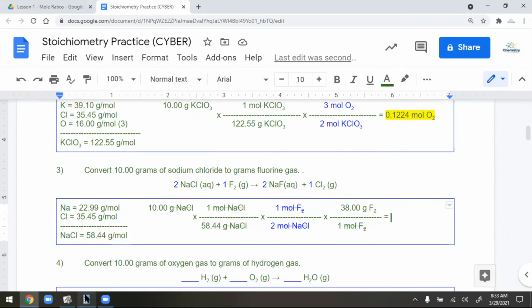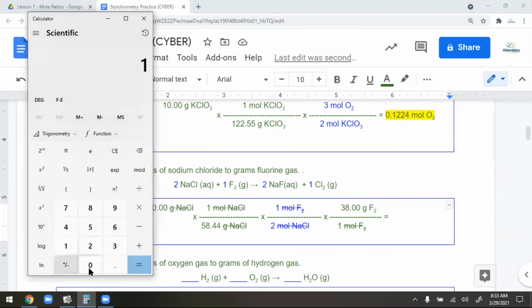Typing all of this into the calculator. We have 10.00. We don't have to do anything with 1, so forget about that. Divided by 58.44. Again, we don't have to do anything with 1, but we do have to divide by 2. And then finally, we're going to multiply by 38.00. We get this answer.